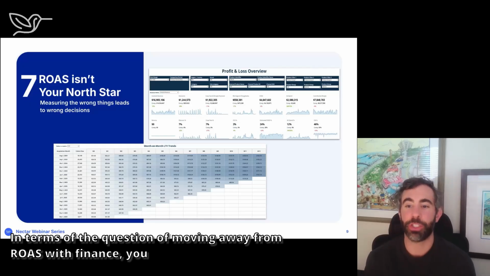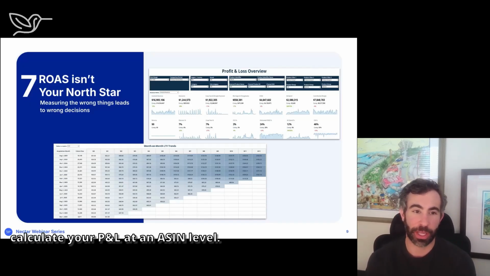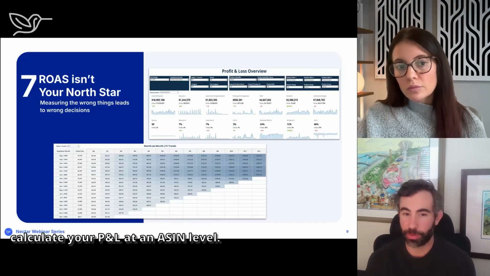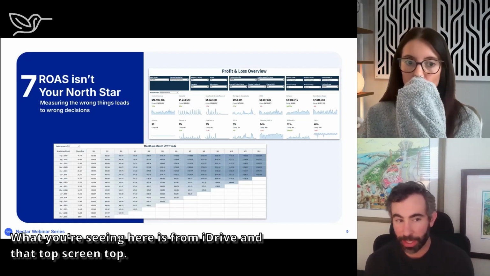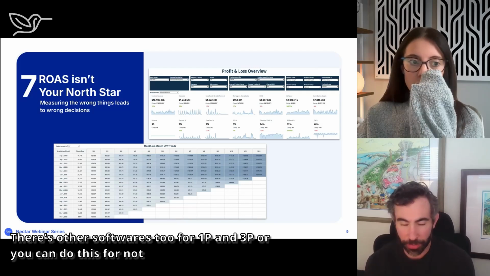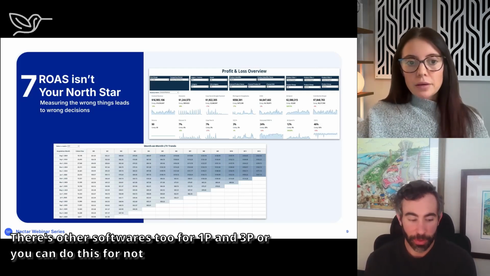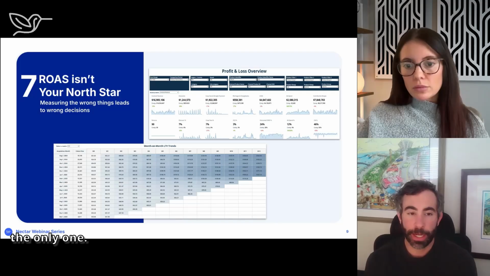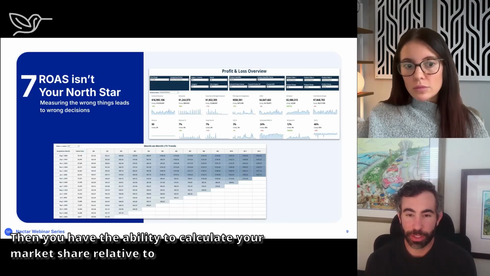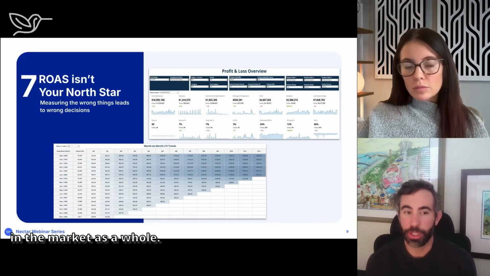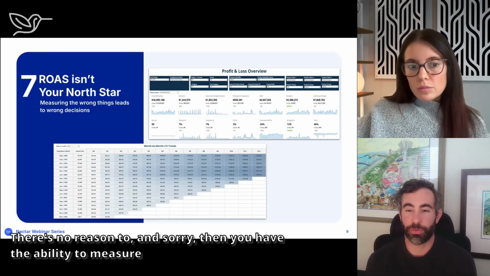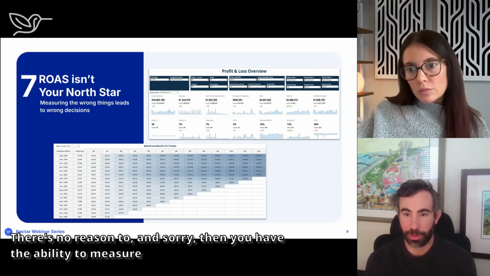But in terms of the question of moving away from ROAS with finance, you have the ability to calculate your P&L at a granular level. What you're seeing here is from iDerive on that top screenshot, but there's other software too for 1P and 3P where you can do this. We're not the only one. And then you have the ability to calculate your market share relative to your competitors and the market as a whole.